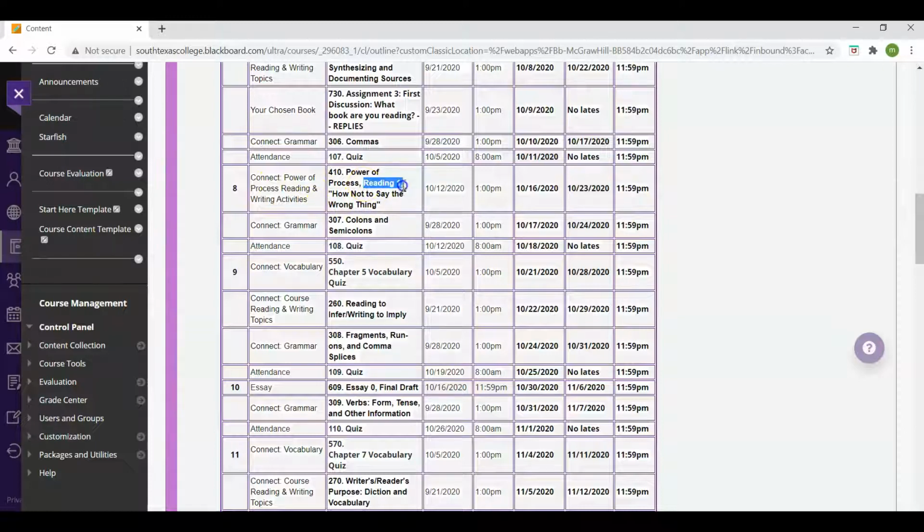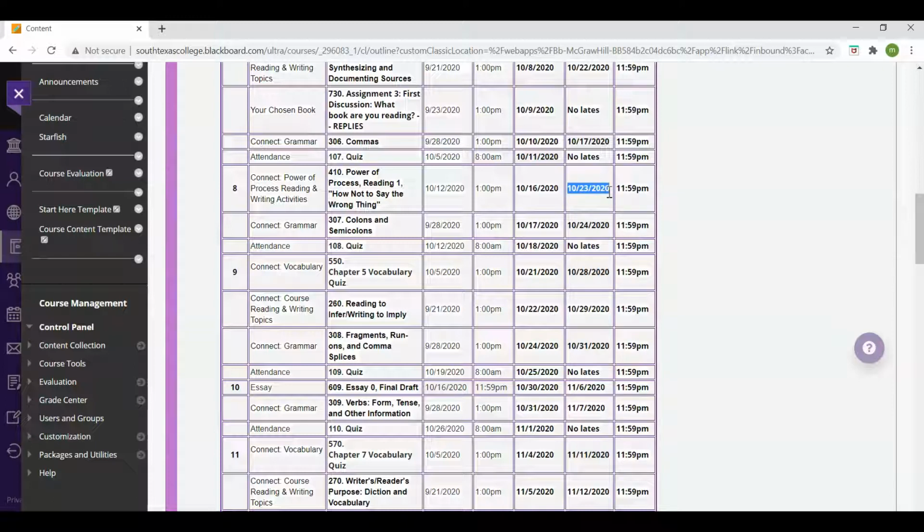The assignment is for reading number 1, an article called How Not to Say the Wrong Thing. This assignment is already available, as of 1 p.m. Monday, October 12th. It is due on Friday the 16th. Notice this column is there: the late due date is also there, October 23rd.